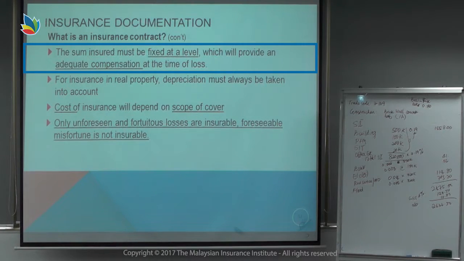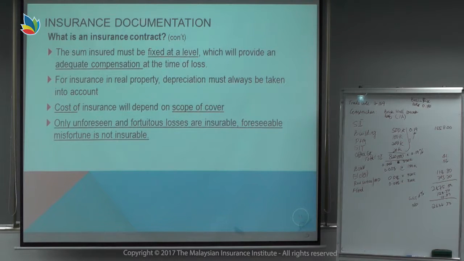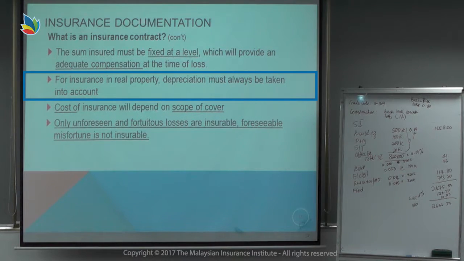The sum insured that we were talking about is fixed at the beginning of the period of the policy, before you sign up the policy, and that must be adequate to cover the value of the property throughout the period of your policy cover. So when you fix your sum insured, you must take into consideration inflation, and anticipated exchange rate increase if your property is from overseas and you have to buy it in foreign currency. You have to take all this into consideration.